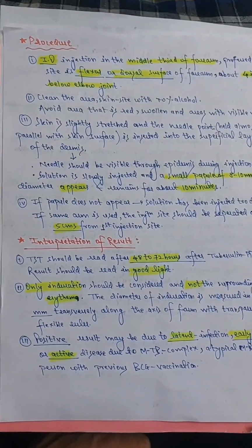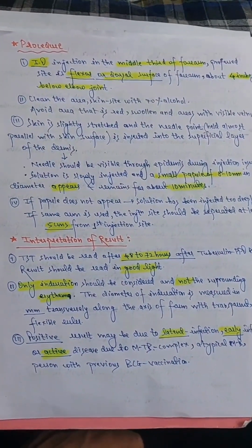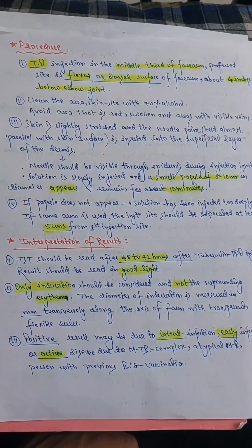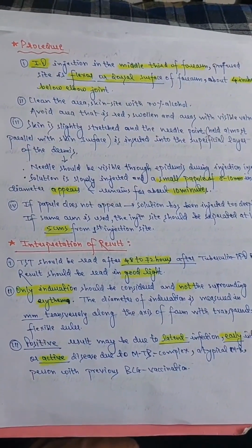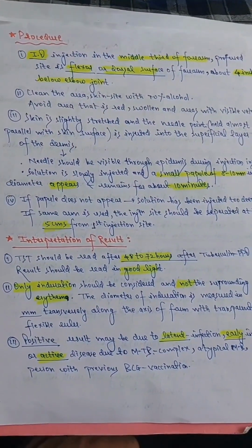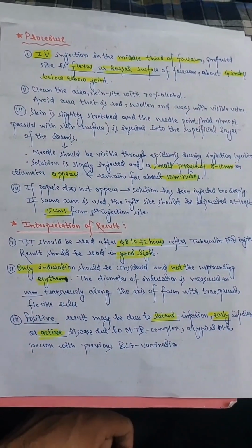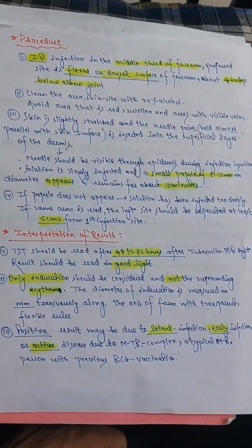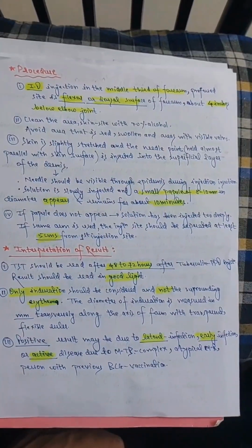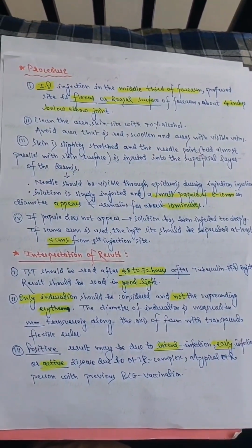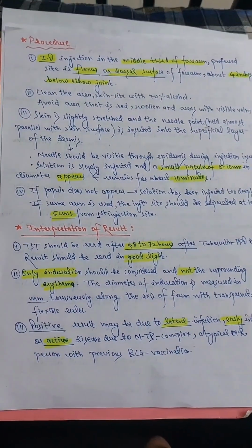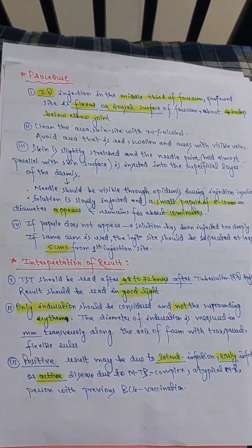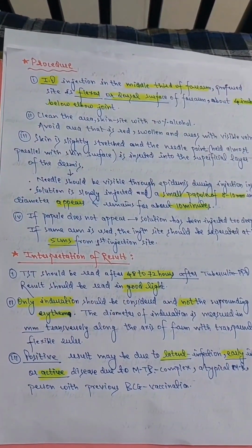The skin is slightly stretched and the needle point is held almost parallel with the skin surface, and it is inserted into the superficial layer of the dermis. As you know that it is given intradermally, the needle should be visible through the epidermis during injection, and the solution is slowly injected, and a small papule of 8 to 10 mm diameter appears and remains for about 10 minutes. If the papule does not appear, then the solution has been injected too deeply. That means it is not intradermal, it has gone deep.